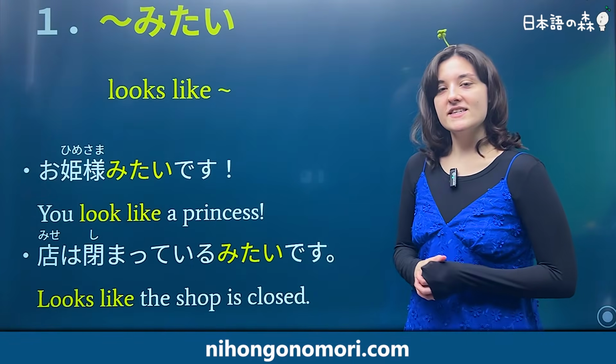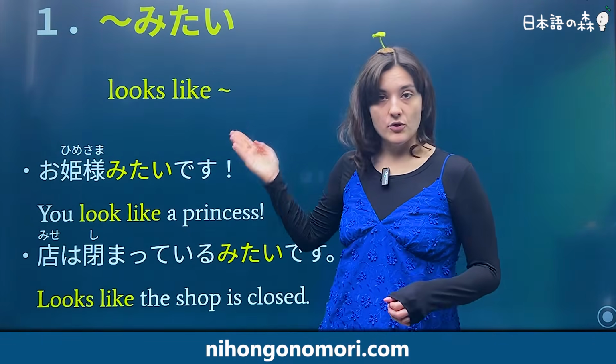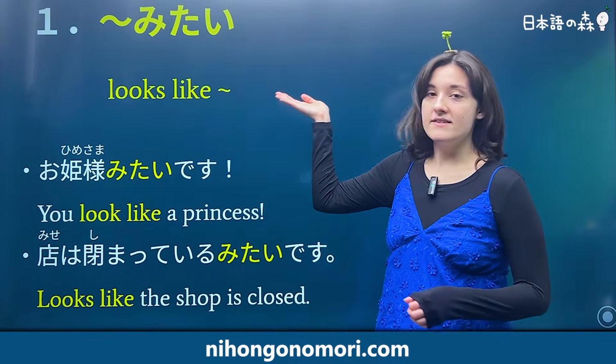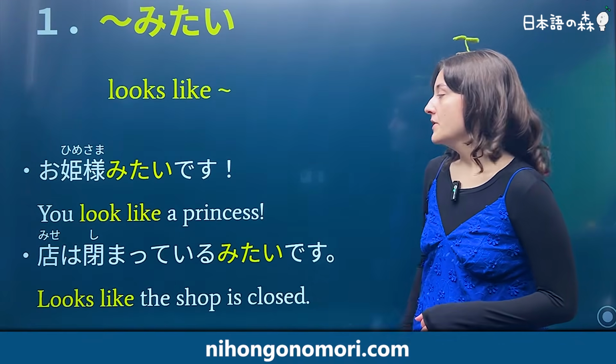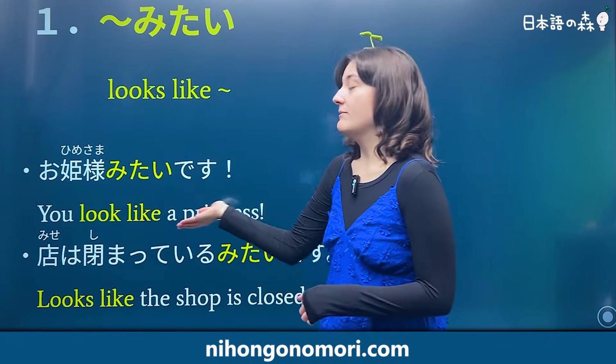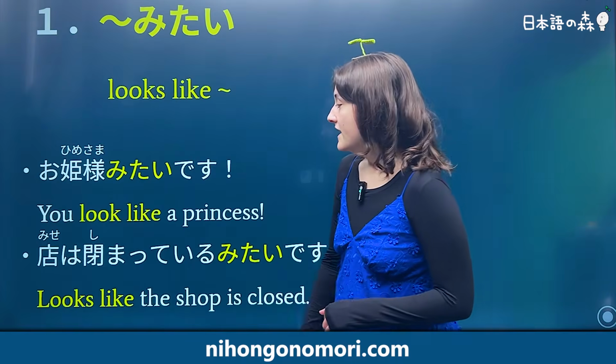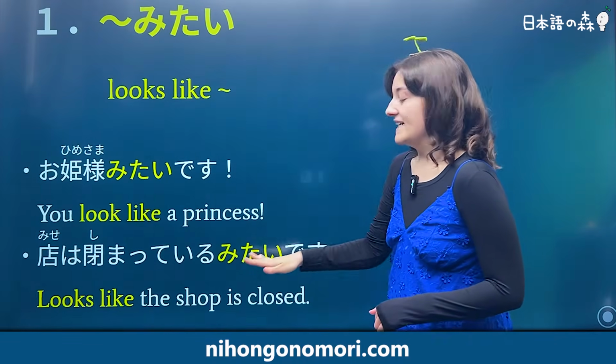Mitai. So this is "looks like something," right? It looks like a noun, or it seems to be the case, and then you add desu. So we have ohime-sama mitai desu. So this is "you look like a princess," right? So in this case we have noun mitai desu. Here we have mise wa shimatteru mitai desu.